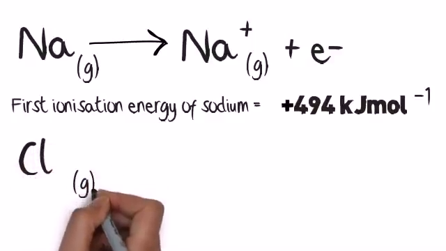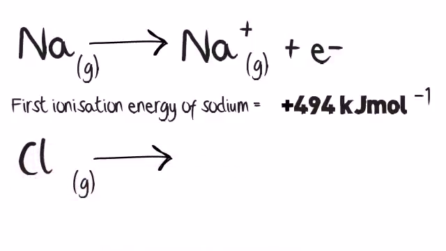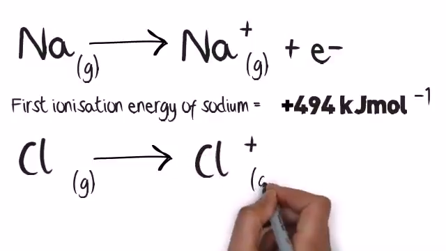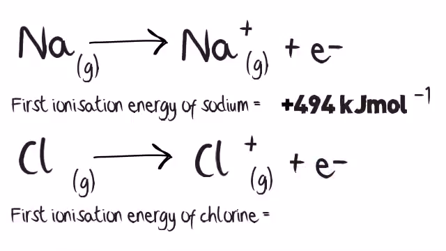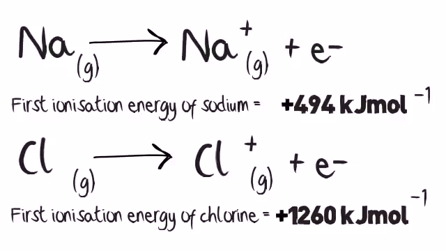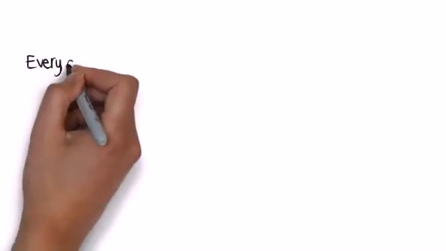The equation for the first ionisation energy of chlorine is, and the energy required to do this is +1260 kilojoules per mole. Notice that the first ionisation energy of chlorine is much higher than sodium.